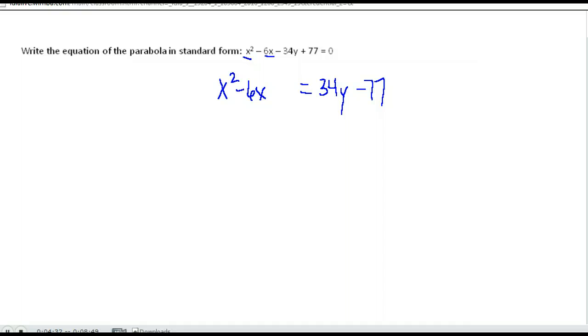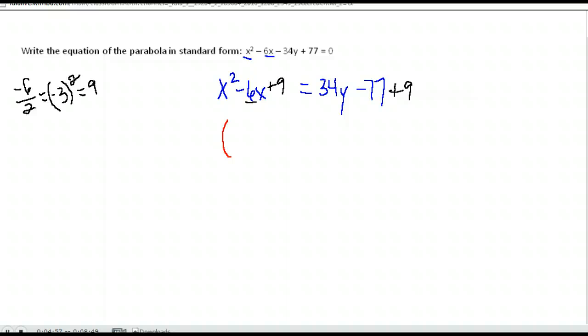So there we go. Now we're going to complete the square for the x's. So we take the number in front of x, negative 6, divide it by 2, and square it. That's what you do every time you complete the square. We get 9. So we add 9 to both sides. On the left, that creates a perfect square. On the right, because we have to keep our equation balanced.